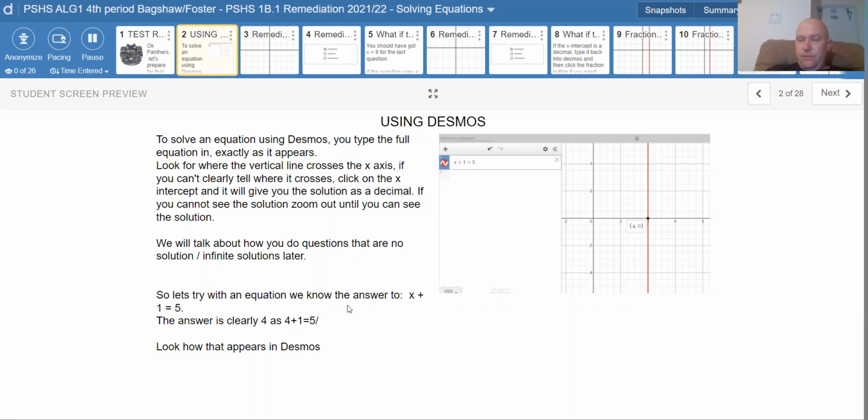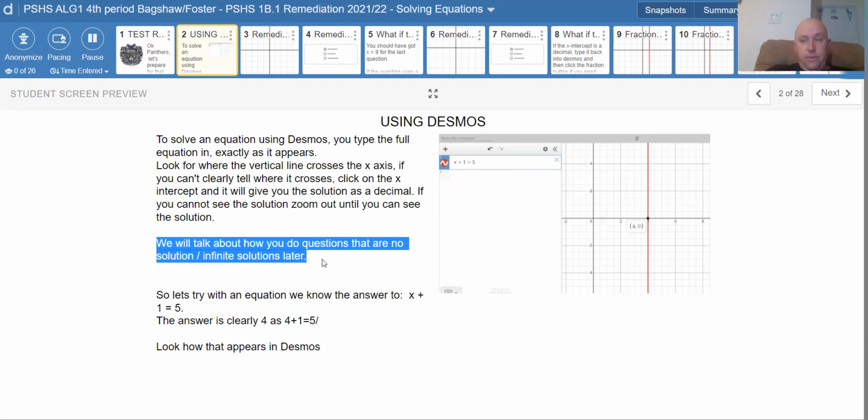Now, clearly we know the answer is 4 for this, but look what happens once you type it into Desmos. You can see that it goes through the 4 on the x-axis, and that's actually what we do. If we type in the equation, as long as we can find where it crosses the x-axis, then we can find out where the actual solution is. Now, it is not always quite as easy as that, though. That doesn't quite work for no solutions and infinite solutions, but we'll talk about those for right now. And sometimes you need to zoom in and zoom out to see where these answers actually are as well.